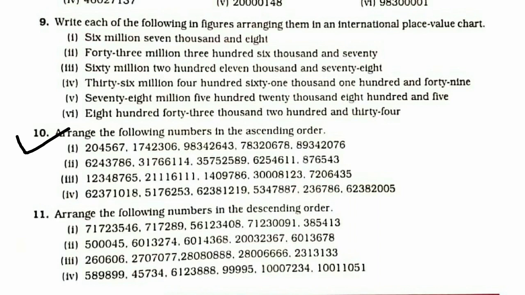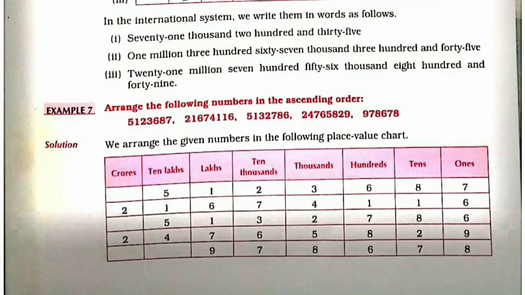Now question number 10: arrange the following numbers in ascending order. A few numbers are given that we have to arrange in ascending order. Ascending means smaller to bigger. Here you can see example number 7, arrange the following numbers in ascending order. We can do it by the same procedure.